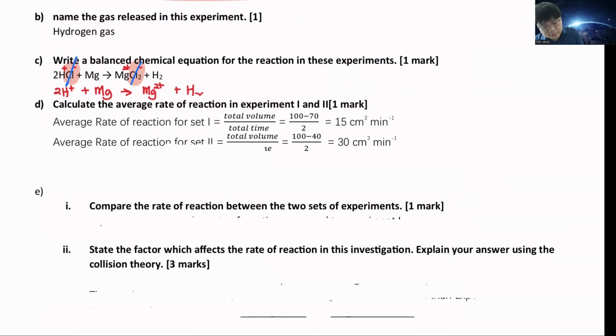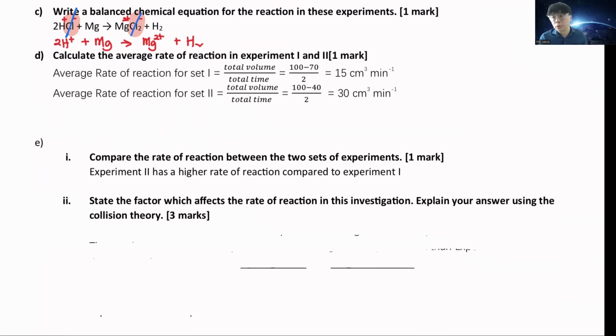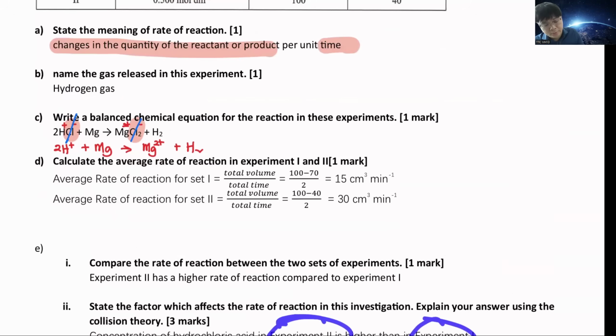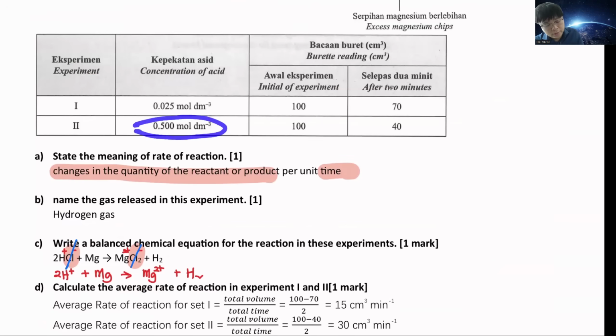Okay. Then after that, they'll ask you to compare the rate of reaction. You can see set 2 is higher. Why is set 2 higher? Okay, this is the one. It's confirmed the collision theory is coming up, and they'll ask about concentration. So first you mention why number 2 is higher. First you mention because the concentration of hydrochloric acid used in experiment 2 is higher than experiment 1.